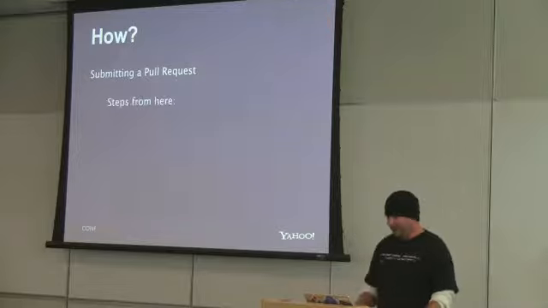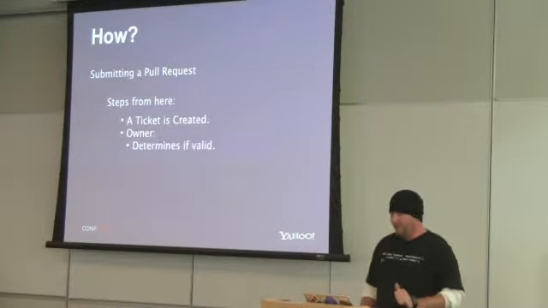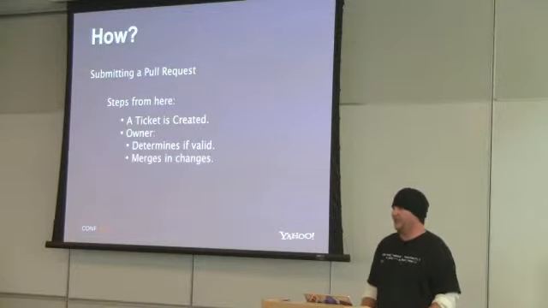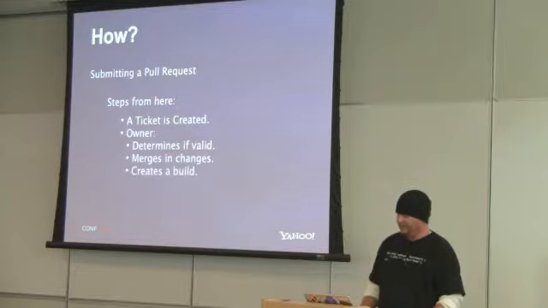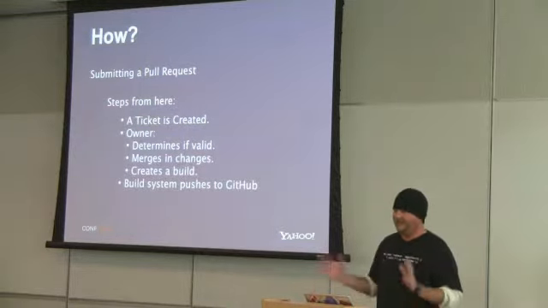You add your nice little list, and I get a ticket. At that point, I will determine whether it's valid, and I will make sure that I can merge all these changes in. Once I've merged all those changes in, I'm going to create a build and push it back up to GitHub. Plain and simple. That is that easy.